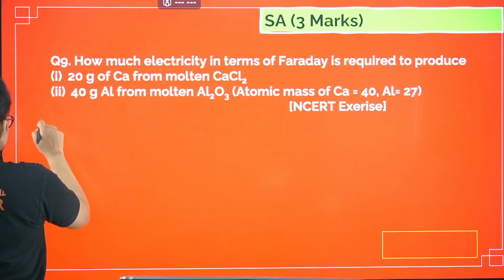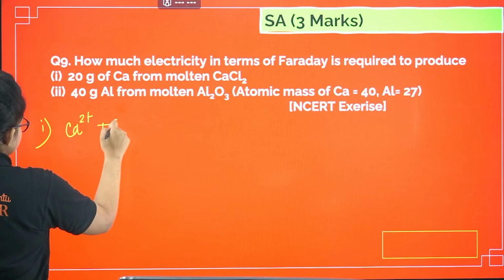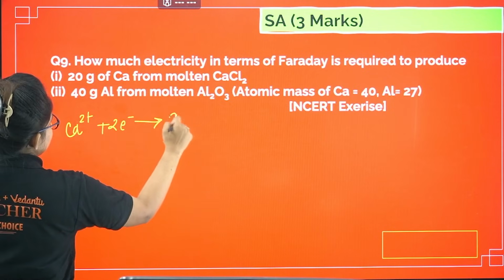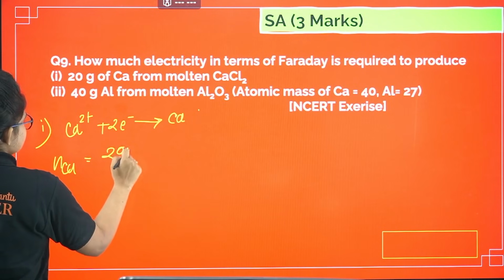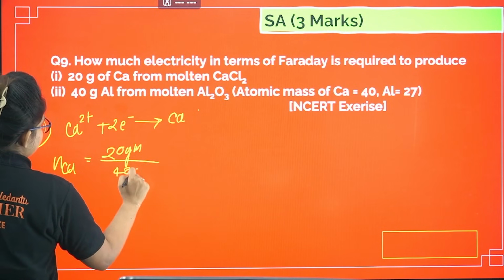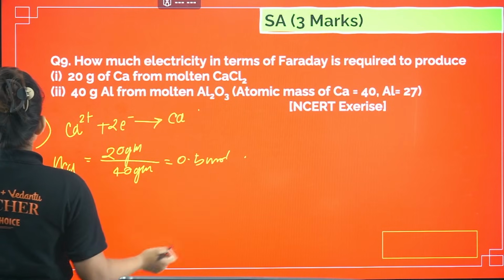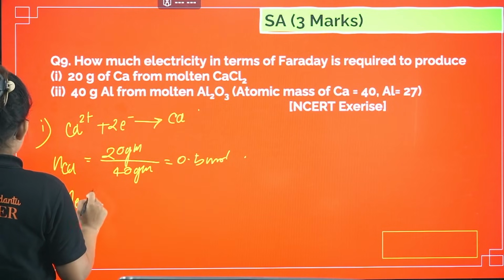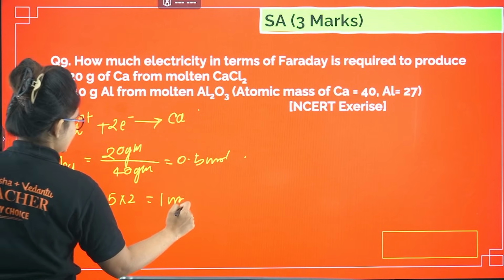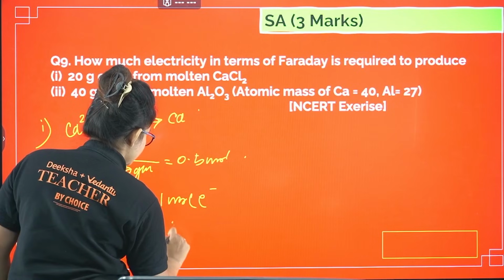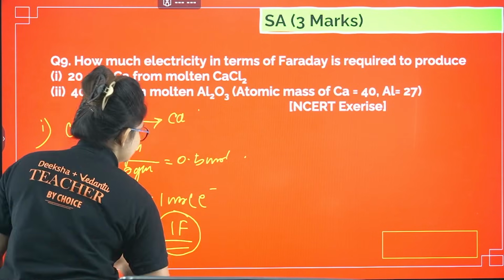So calcium first, number 1. Ca2+ in molten state takes up 2 electrons to give you calcium, right? So the number of moles of calcium we can calculate. 20 gram is given, divided by 40 gram, the atomic weight of calcium, is going to be 0.5 mole. So the number of moles of electron is going to be 0.5 into 2, that is 1 mole. So what is the charge of 1 mole of electron? That's going to be 1 Faraday.